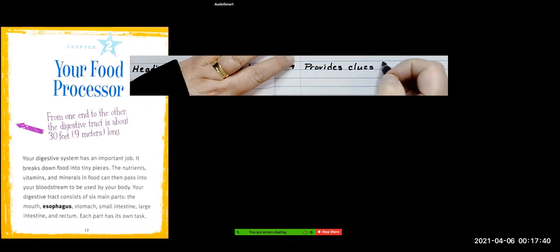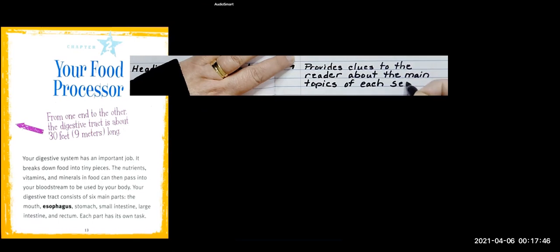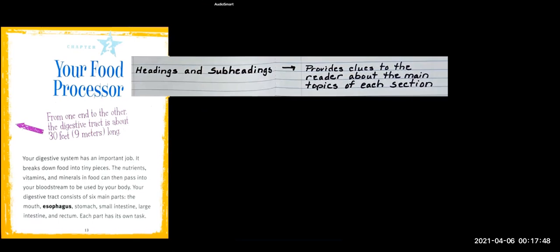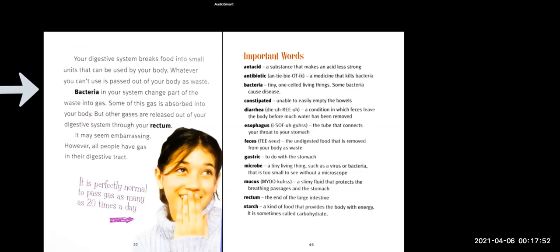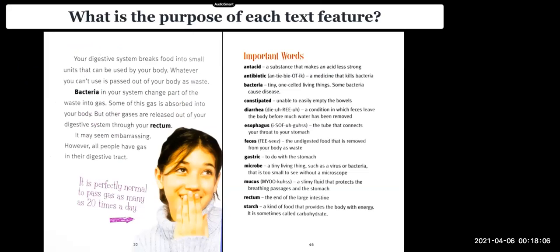A heading provides clues to the reader about the main topics of each section. On page 10, we can see bold words. And on page 46, we see a section called Important Words, which also means glossary. What is the purpose of each text feature?